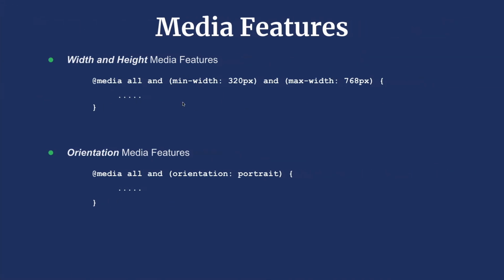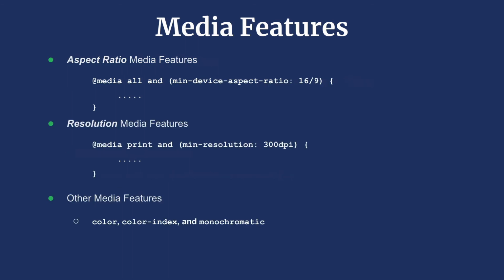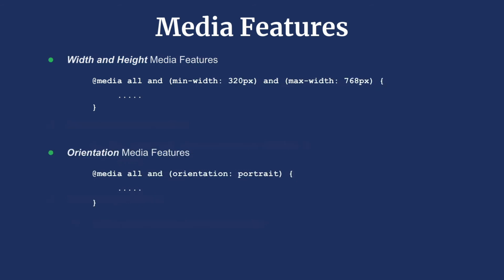So there are different media features that we can apply inside the media queries. The very first thing, we have width and height media features. After that we have orientation, then we have aspect ratio media features, resolution media features, and then we have a few extra or advanced media features also. Let's see all of these things one by one. So first of all, we have width and height media features.